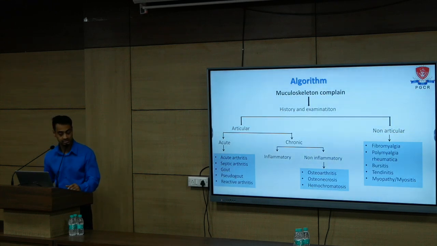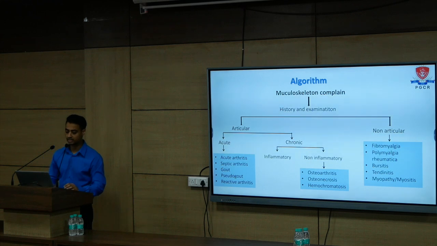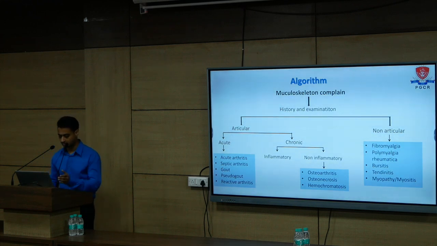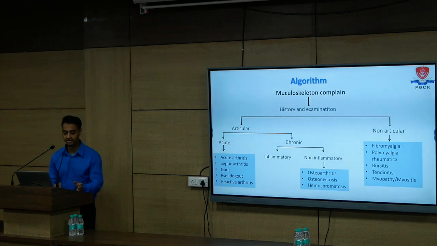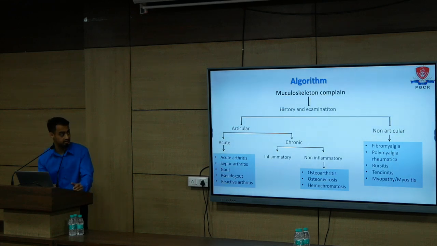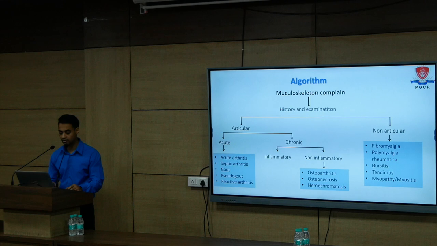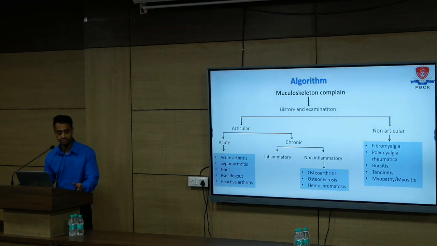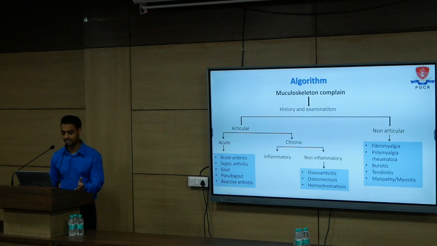So, after discussing all these cases, we can have a simple algorithm which can help us with certain diagnosis. A patient coming to OPD with a musculoskeletal complaint, we go ahead with the history and examination. We try to find out whether the pain is originating from articular surfaces or non-articular surfaces. If the pain is of non-articular origin, we should consider diagnoses such as fibromyalgia, polymyalgia rheumatica, bursitis, tendinitis, or any myopathy or myositis. If the pain is of articular origin, we should find out whether the pain is of acute origin or chronic origin.